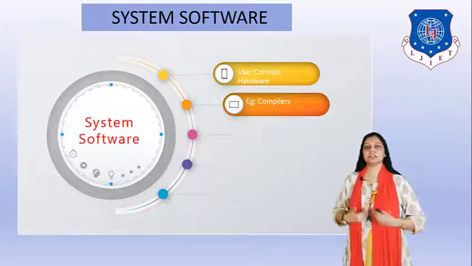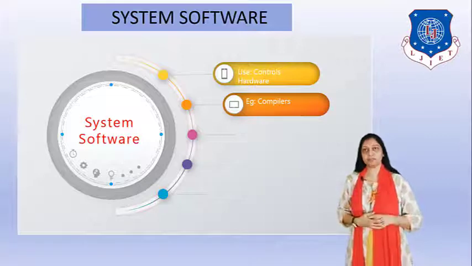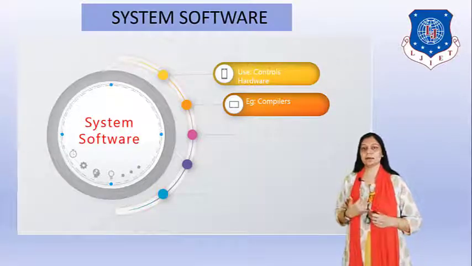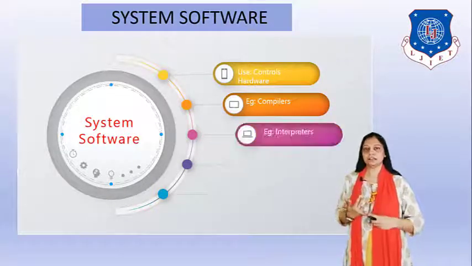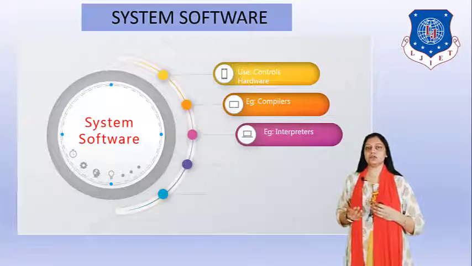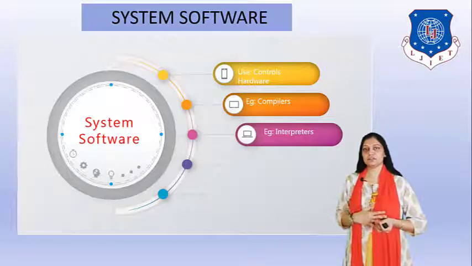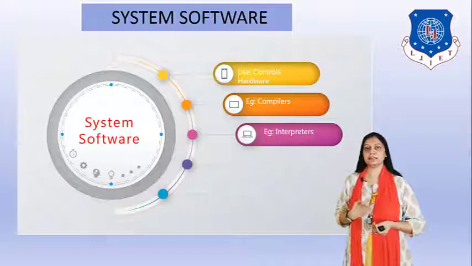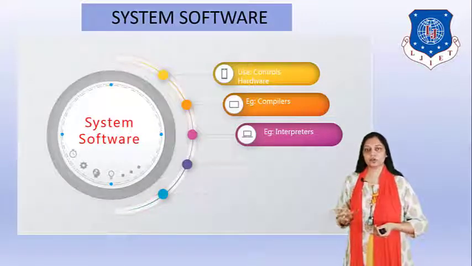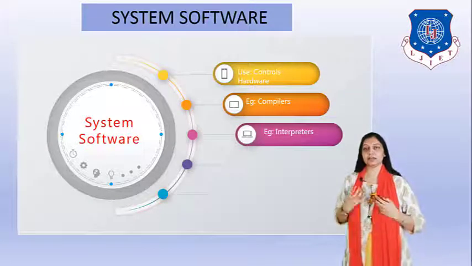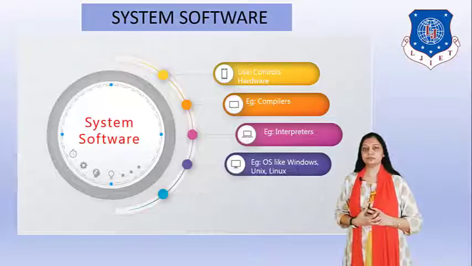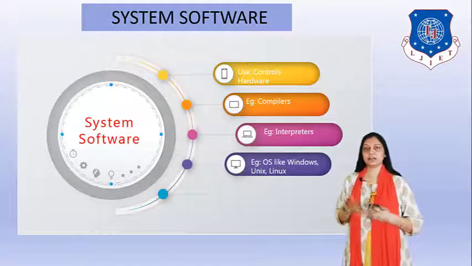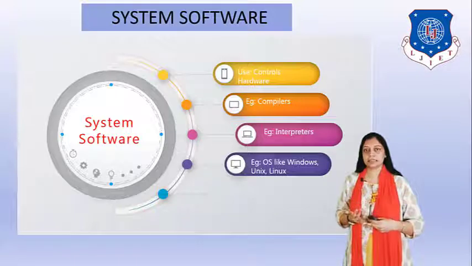For that there are different examples of software which are available in the market. One is compiler, another is interpreter. These two are used in programming languages to convert your alphanumeric data into binary form, or the machine language which your computer understands. Then we have the OS, operating systems like Windows, Linux, Unix. These are all system software.